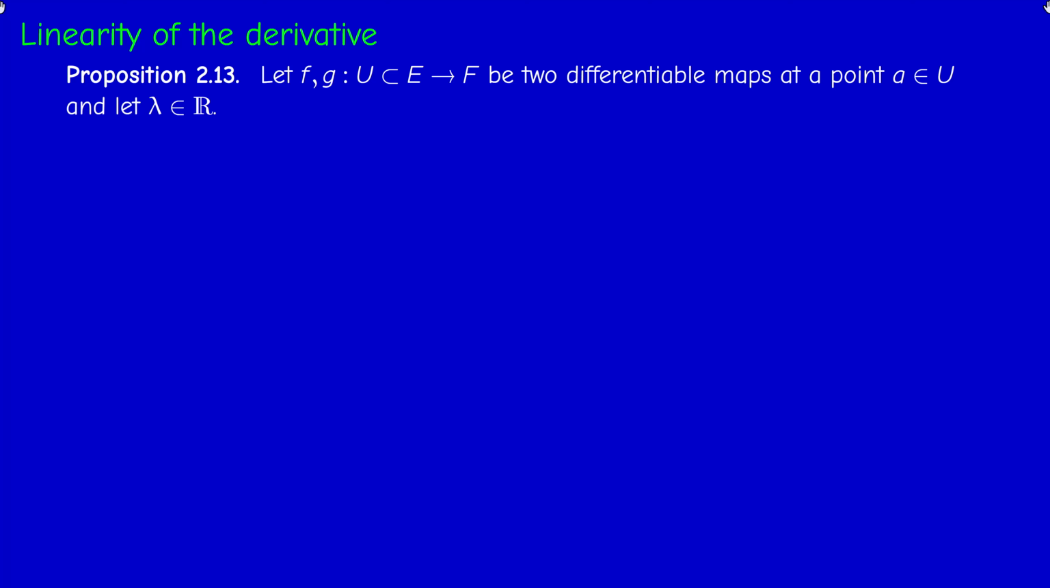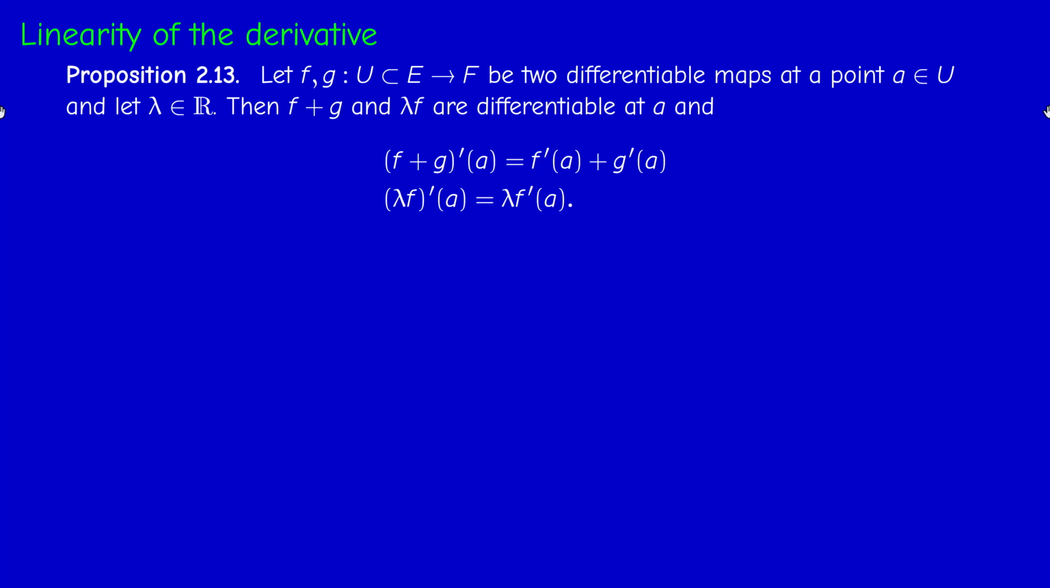So the first rule of differentiation is, as we expect, the fact that the derivative of a sum is the sum of the derivatives, and the derivative of a multiple is the multiple of the derivative. So if you have two functions and a real constant lambda, because everything is real here: if f and g are differentiable at a, then their sum is differentiable at a, and any multiple of f is also differentiable at a, and you have the usual expected rules.